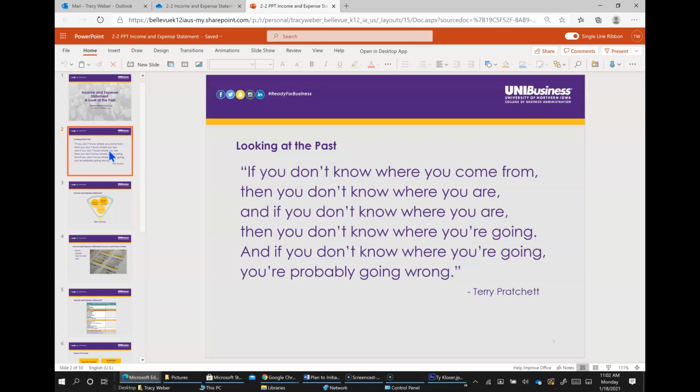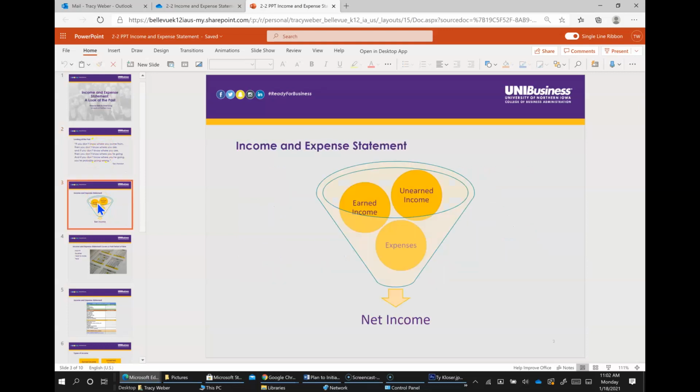In any kind of planning, it's important to look at what has happened. This is especially true in financial planning. The document we're going to review today is called the Income and Expense Statement. The income and expense statement includes all of your income and expenses for a past period of time. The result is the difference between income and expenses, which is net income.